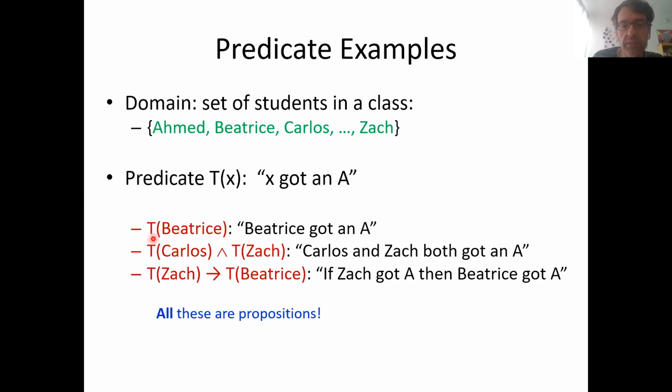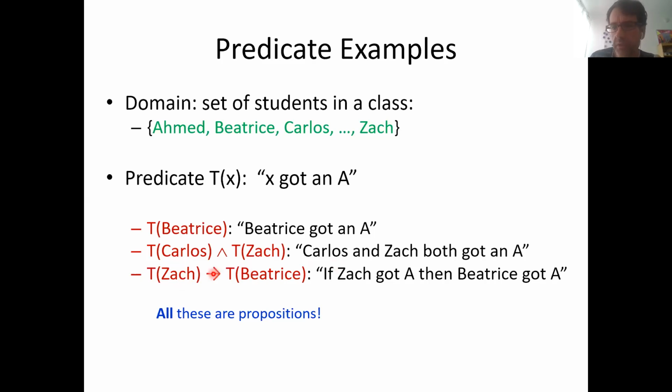I can also have compound expressions involving predicates, right? So T of Carlos and T of Zach. These are two different propositions, and I conjoin them. In other words, I say both this is true and this is true, and this basically means Carlos got an A, and also Zach got an A, right? So I could just express it concisely as Carlos and Zach both got an A. Or perhaps an implication that if Zach got an A, then so did Beatrice.